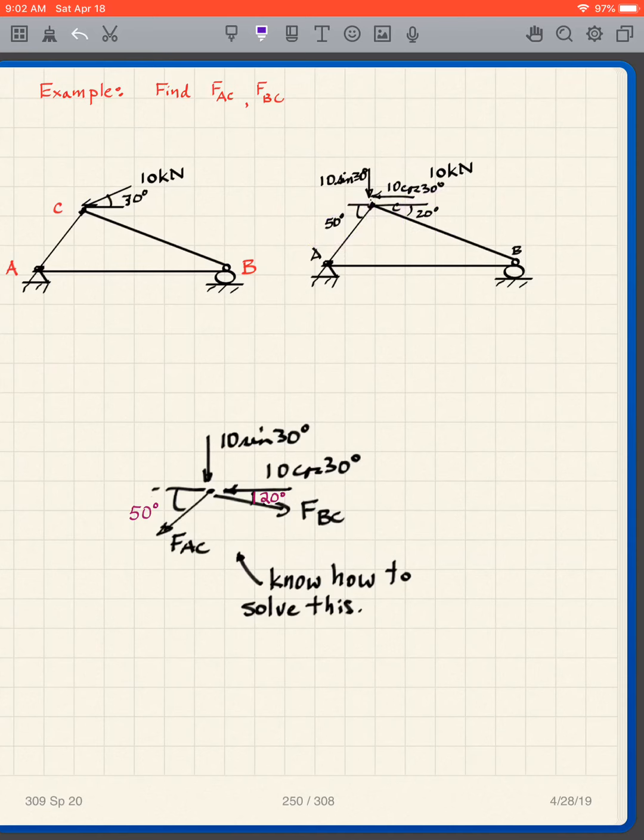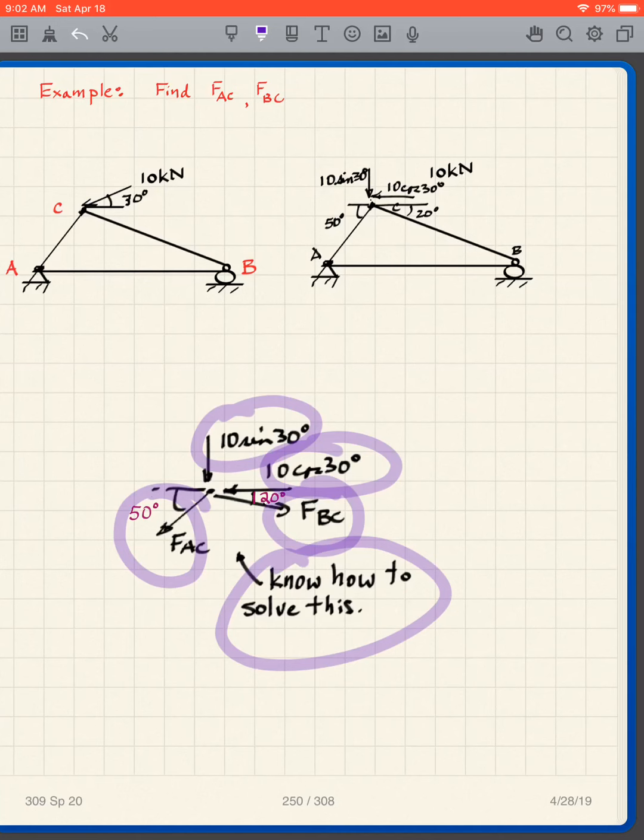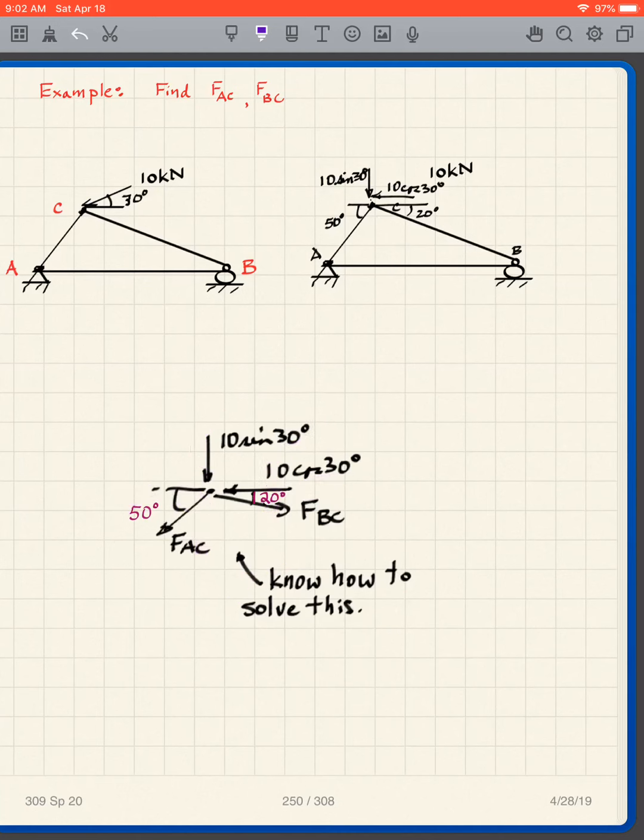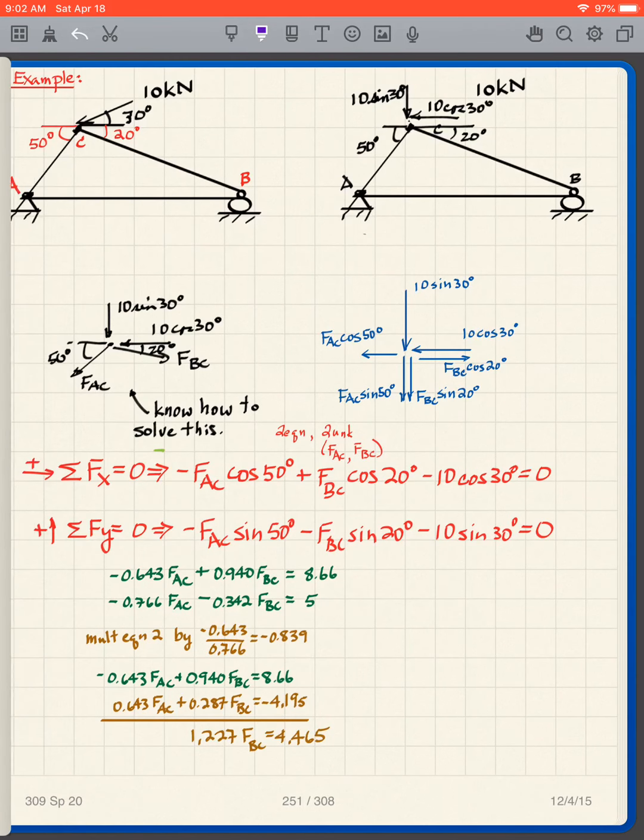So when we draw our free body diagram, here is our applied load, 10 sine 30 downward, 10 cosine 30 to the left. We've got our FAC at 50 degrees. We've got our FBC at 20 degrees. And what I'm saying is you need to be able to solve this problem. How do we do that?